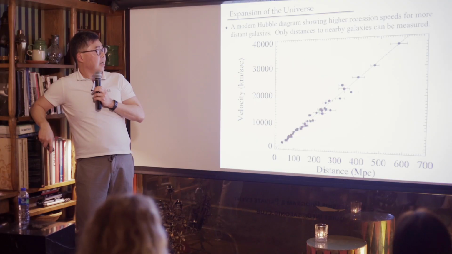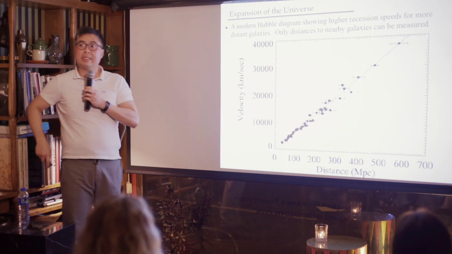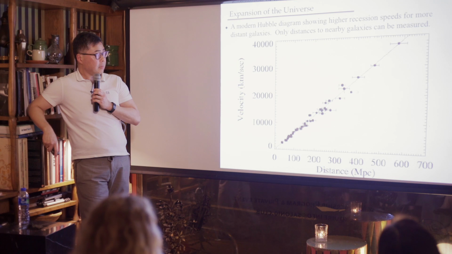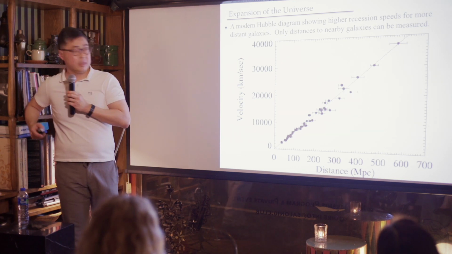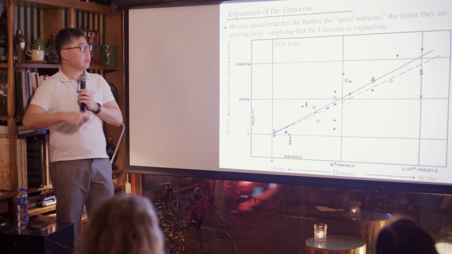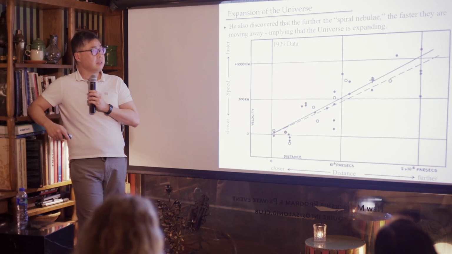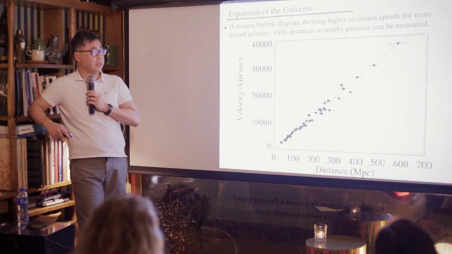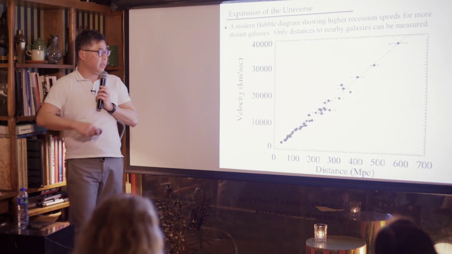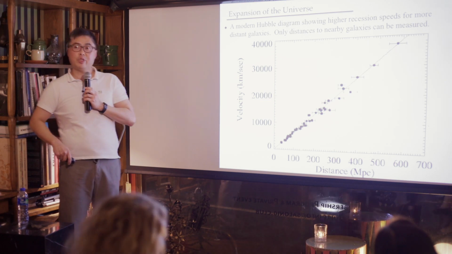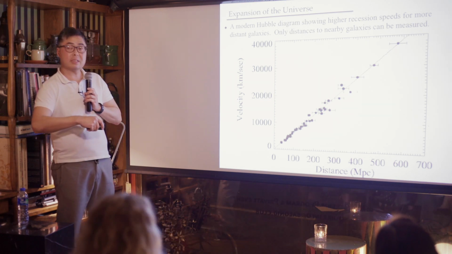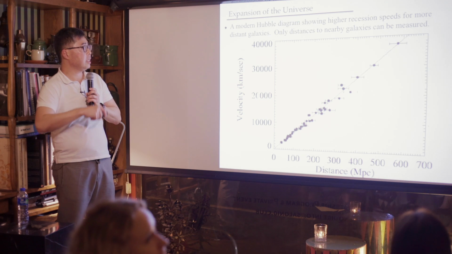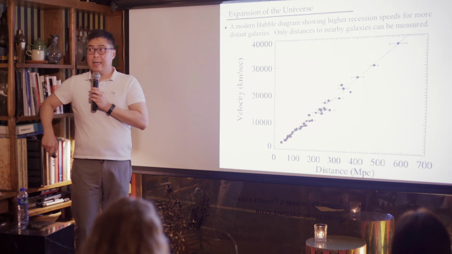All right. Here's a modern diagram. Hubble's diagram is nearly Hubble's original diagram. This one was taken in the 1920s. Here we are close to 2020. Each one of these points here is an individual galaxy. Here I plot its distance, and here I plot its speed.